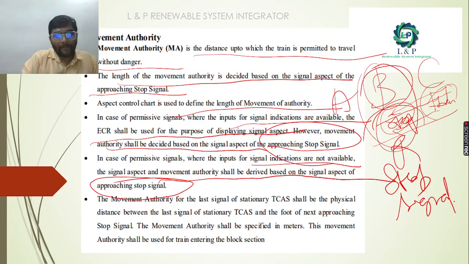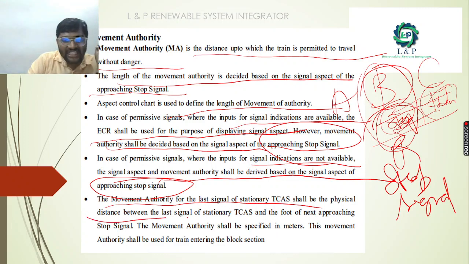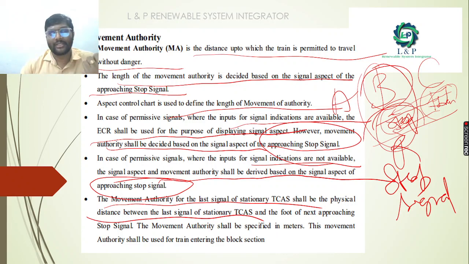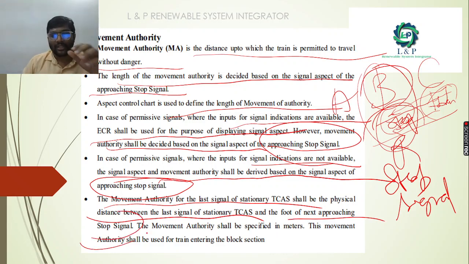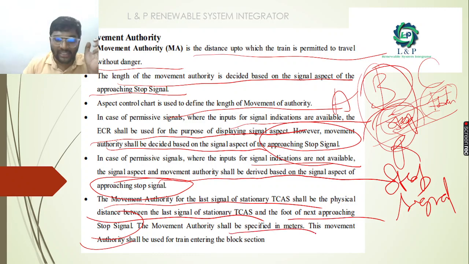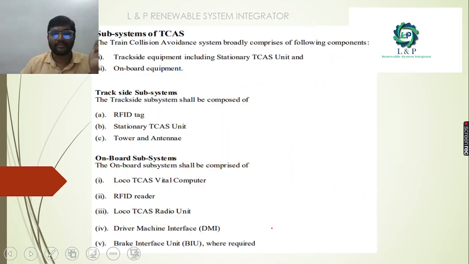And most importantly, the movement authority for the last signal of the stationary train collision avoidance system shall be the physical distance between the last signal of the stationary train collision avoidance system and the foot of the next approaching stop signal. So it means most importantly, the movement authority will be specified in meters. It can be used for the train entering the block section.